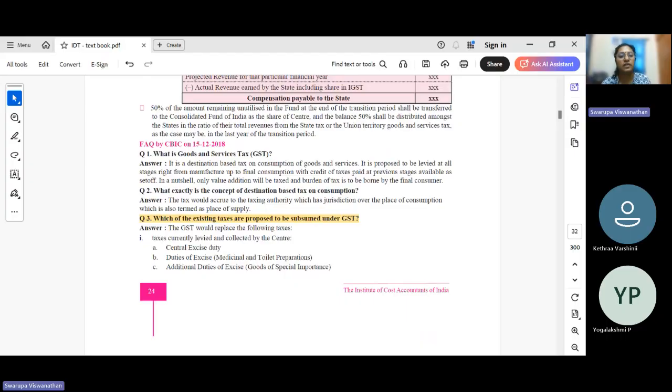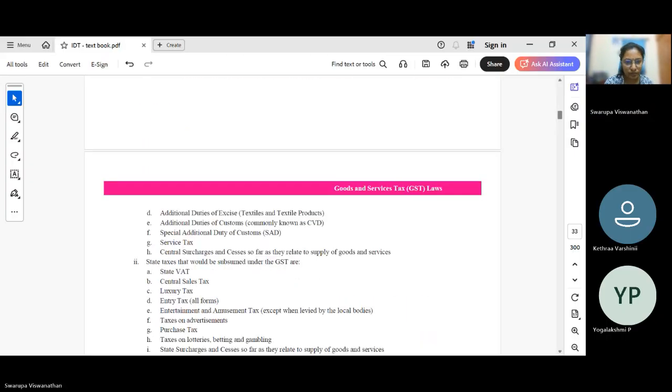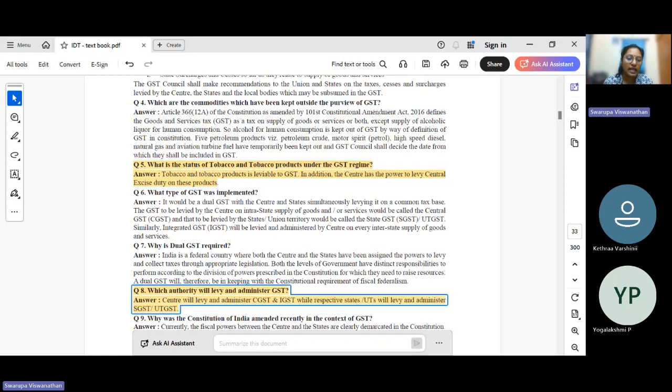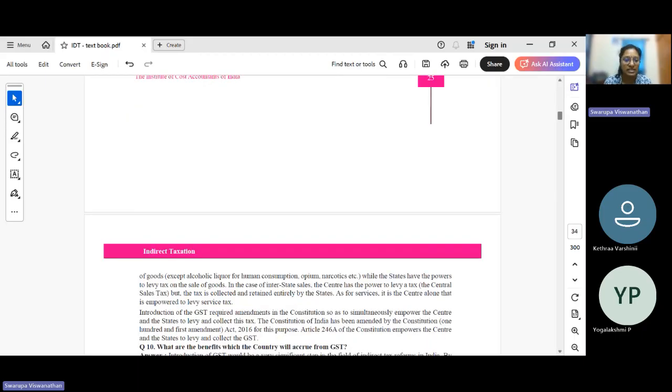Okay. Then, status of tobacco and tobacco products under GST regime. Tobacco products, both GST as well as excise is being levied. Okay. And which authority will levy and administer GST? For CGST and IGST, Center. For SGST, state government will administer and levy the tax.